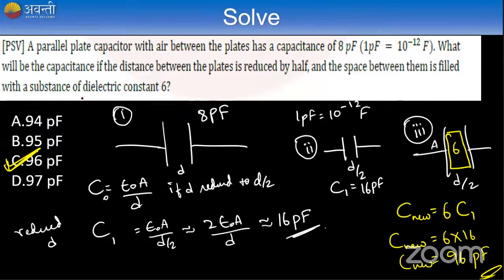The problem being displayed: a parallel plate capacitor with air filled between the plates has a capacitance of 8 picofarads. What will be the capacitance if the distance between the plates is reduced by half? If the initial distance was D, the capacitance initially was C, that is 8 picofarad. When the distance is reduced by half, the capacitance increases by a factor of 2, so the capacitance became 16 picofarad. When I inserted a dielectric medium of dielectric constant 6, the capacitance changed to 6 times what it was in the second stage, that is 6 into 16, which is 96 picofarads. So this was the problem we solved in yesterday's class. I hope this was clear to everyone.